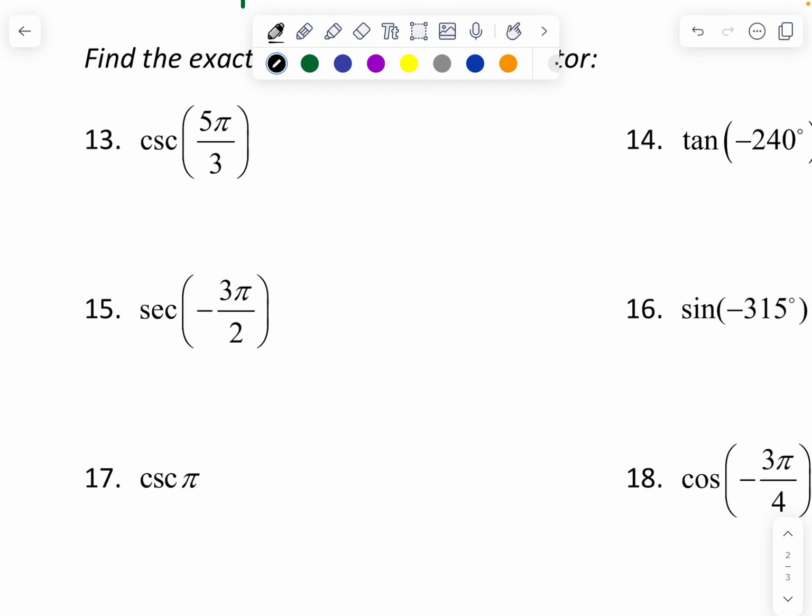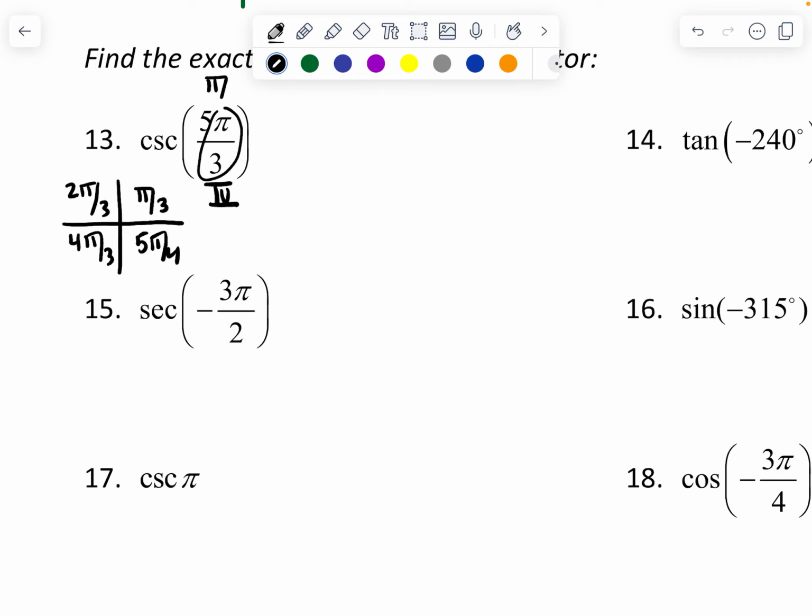So I need to ask myself 2 questions here. I need to know the reference angle, and then I need to know what quadrant I'm in. So 5 pi over 3, and let me just remind you guys, the pi over 3s go like this: 1 pi over 3, 2 pi over 3, 4 pi over 3, and 5 pi over 3. So I am in quadrant 4. This is a quadrant 4 angle, and the reference angle is pi over 3.